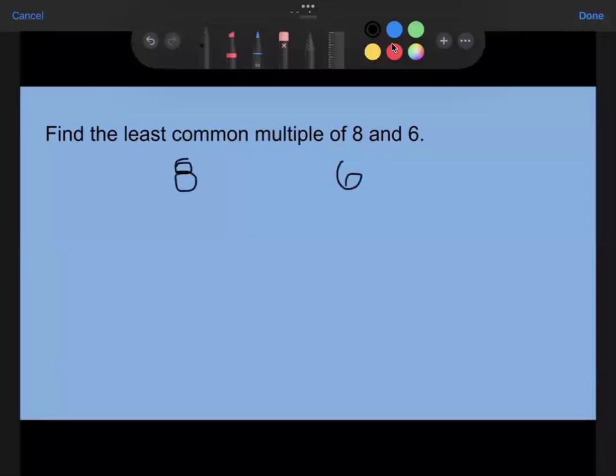I'm going to start listing multiples of the larger number because I looked at 6 and realized I cannot multiply 6 to get 8. So the next multiple of 8 would be 8 times 2, which is 16. And now I cannot multiply 6 times something and get 16. So I need another multiple of 8. 8 times 3 would be 24. And aha, I can multiply 6 times something and get 24. So that means the least common multiple for these two numbers is 24.